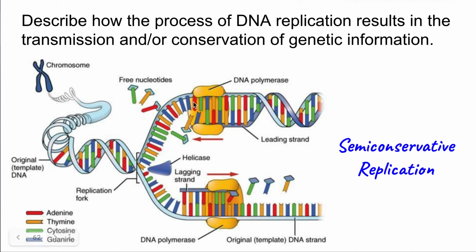So since we're using a template, it can happen a lot faster. And since we're using a template, it can also act to make sure that we reduce the amount of errors. And therefore, we can conserve our genetic information and not have as many mutations as there would be without semi-conservative replication.